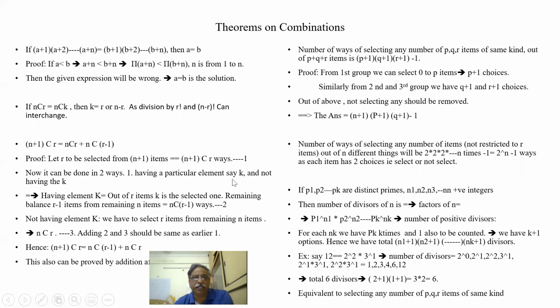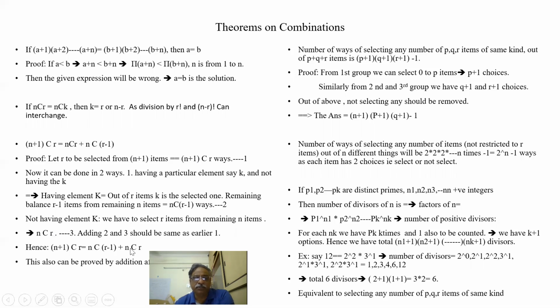So if it has to have that element, one element K, then what is the leftover? N plus 1, 1 is already selected, so N are left over. What is R? R, 1 is already selected, so R minus 1 left over. So NCR minus 1 ways. Here this contains that particular item. Now the case that does not contain that item: I have to select R items from N plus 1 items, but that K item is not allowed, so N items. So NCR.